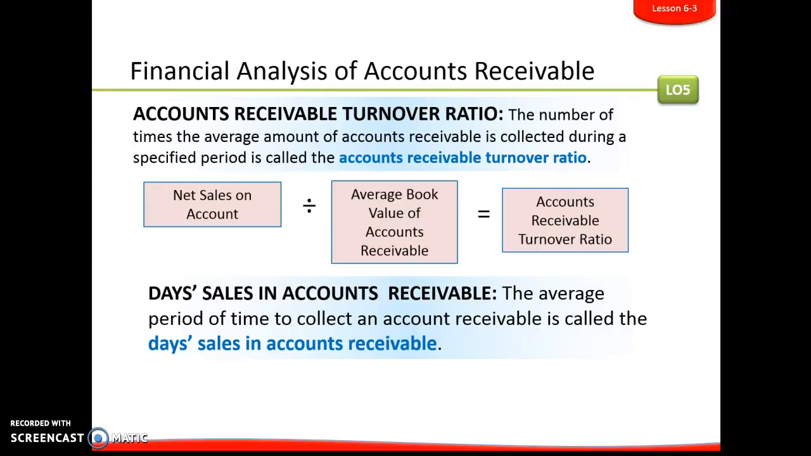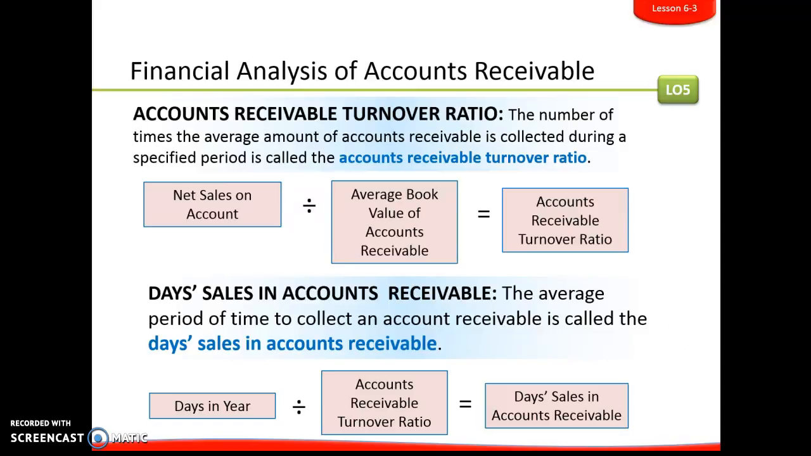Then we also have days sales in accounts receivable. The average period of time to collect an account receivable is called our days sales in accounts receivable. For this, we take days in a year divided by the accounts receivable turnover ratio that we figured out up here, and that will give us our days sales in accounts receivable.